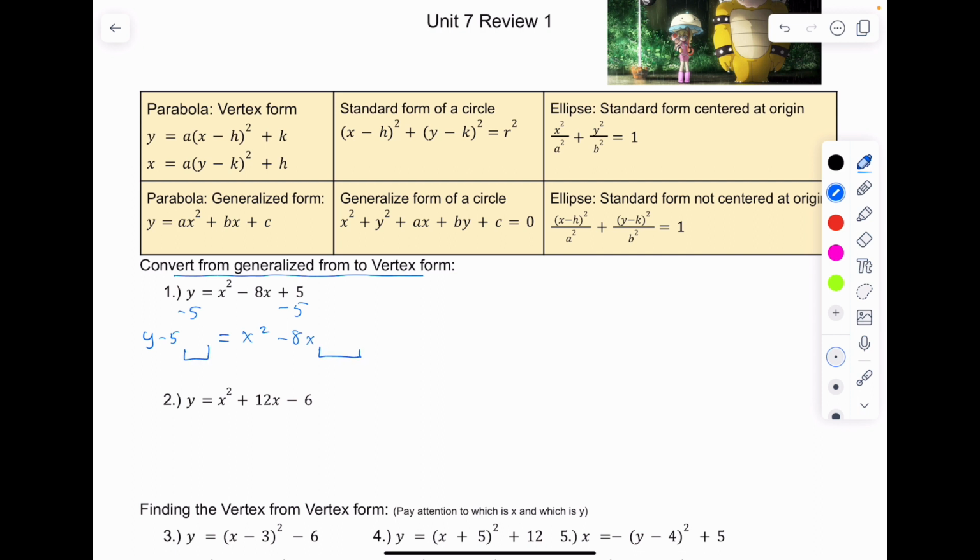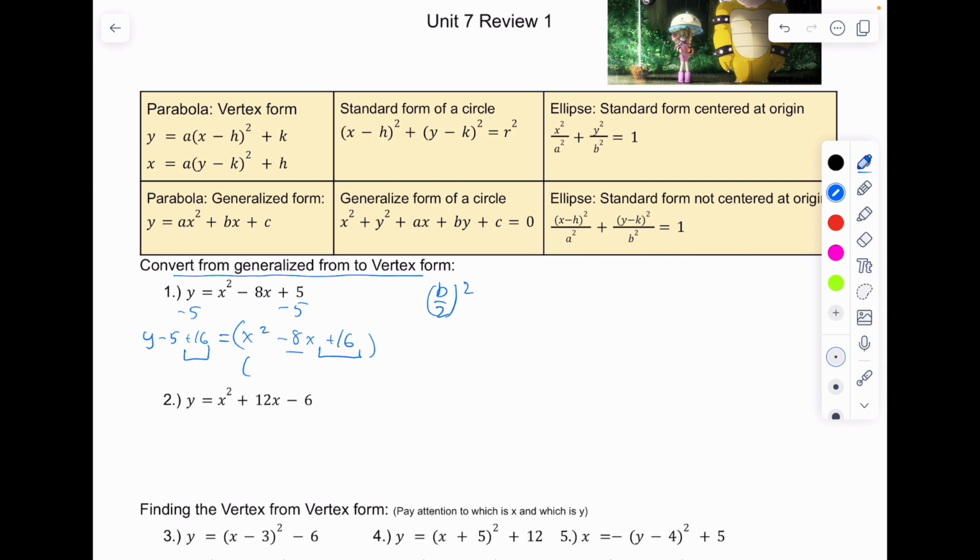So what is the mystery number that I'm going to add in here so that I can turn this into a perfect square? The formula that we're looking for is b over 2 squared. So we're going to take this b, which is 8. Half of 8 is 4. Squared is 16, plus 16. You do it to one side, you have to do it to the other side.